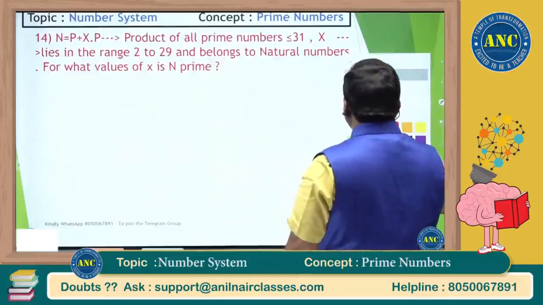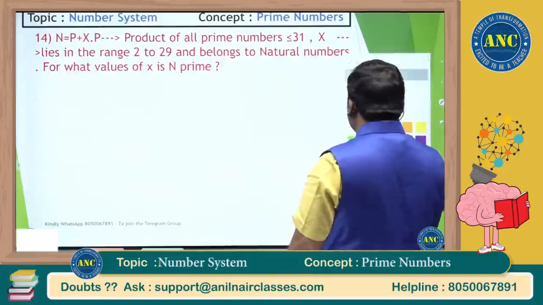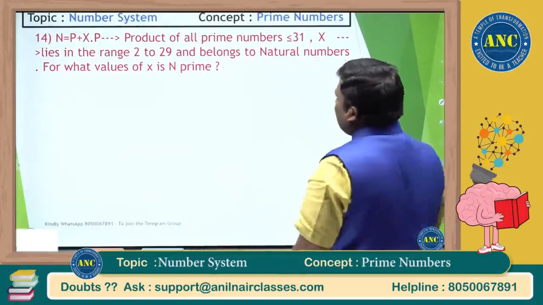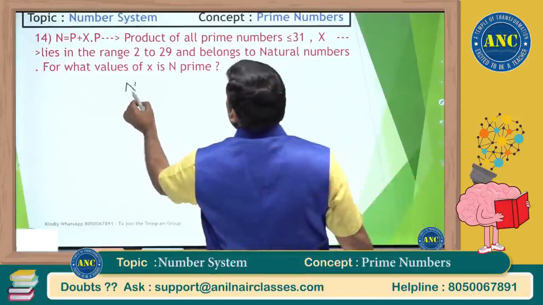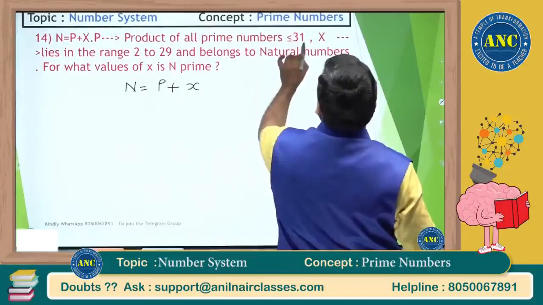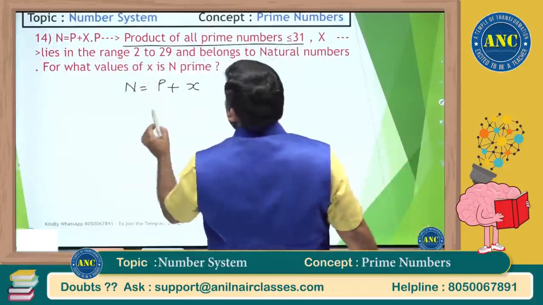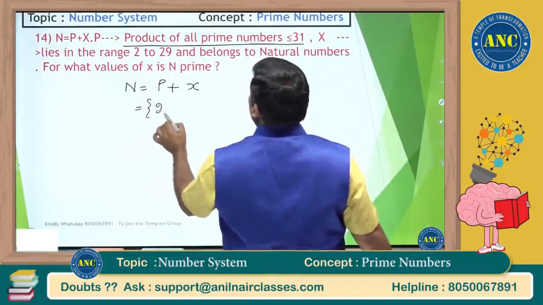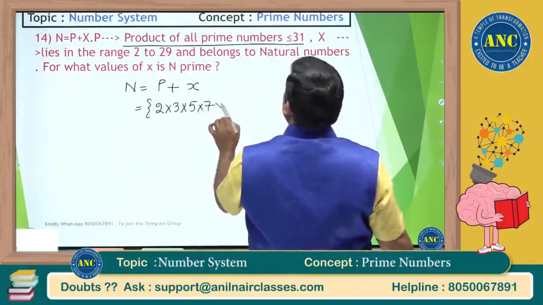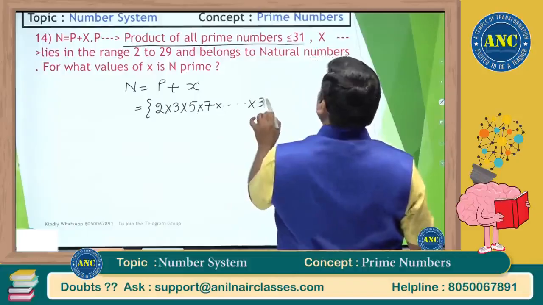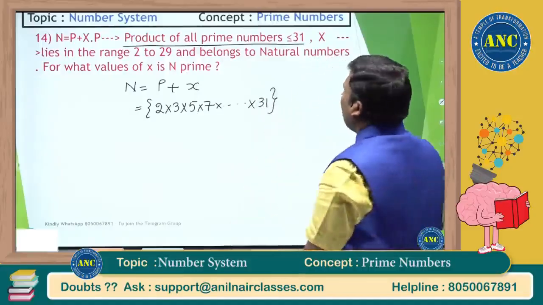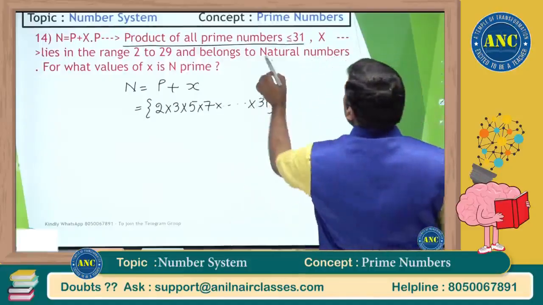The same question can also be asked like this. Please read the question first. N is equivalent to P plus X. P is the product of all prime numbers till 31, that is 2, 3, 5, 7 and so on up to 31. P is the product of all prime numbers till 31 plus X. X is a natural number.